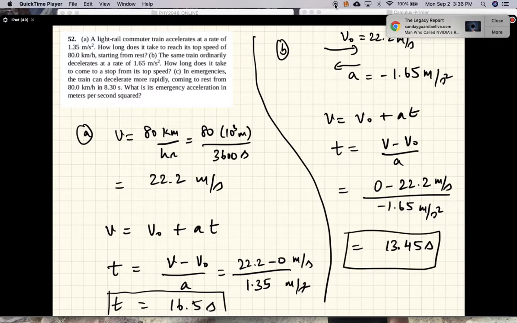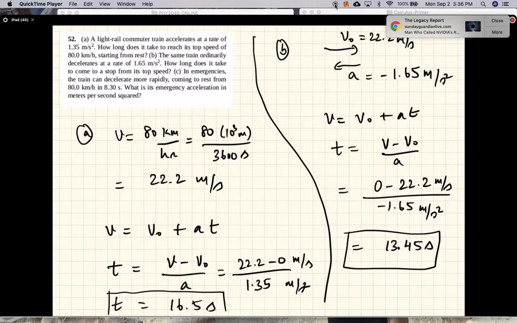All right, and then we have a part C, so let's add a page. Part C says, in emergencies, the train can decelerate more rapidly, coming to rest from 80 kilometers per hour in 8 seconds. So in an emergency, you see it takes much less than 13.4 seconds. It can stop in 8 seconds. So what is the emergency acceleration?